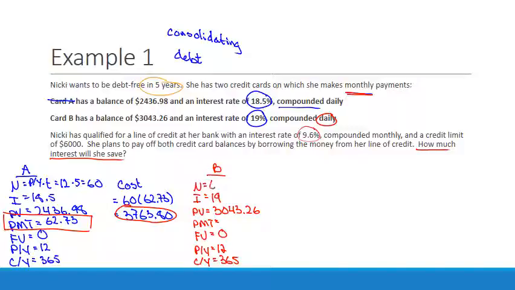So the end value is going to be the exact same. It's monthly payments for 5 years, so once again, it'll be 60. Now we can figure out the payment. Once I plug all this in, it'd be $79.19.